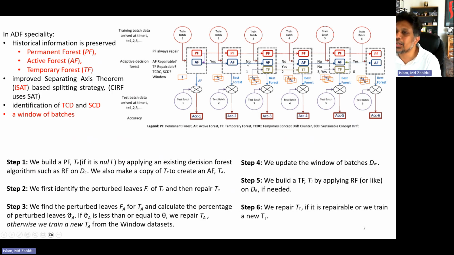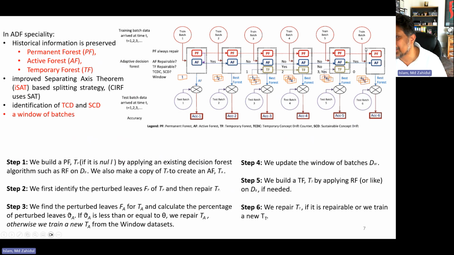But after a certain iteration of an active forest being not repairable, we realize that this is a sustained concept drift. That's the concept here, right? And then when we realize that, we actually replace the active forest by the temporary forest. And then in this case, batch number 5, this active forest is actually a copy of the temporary forest.